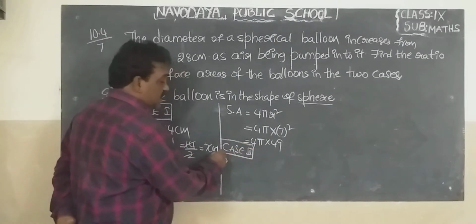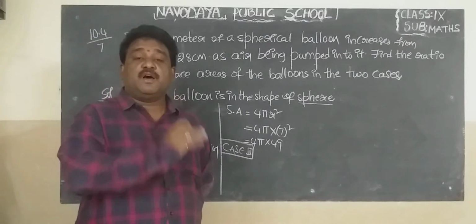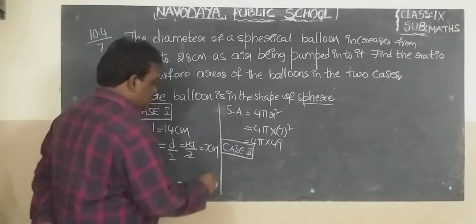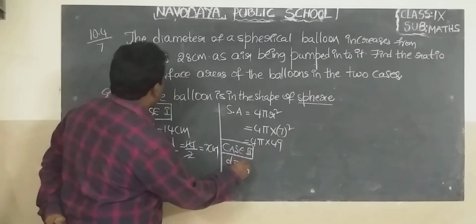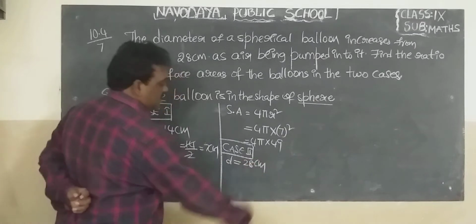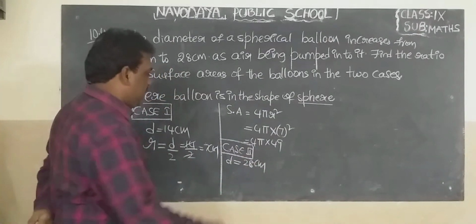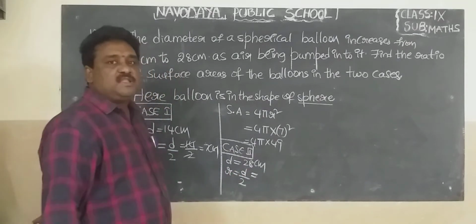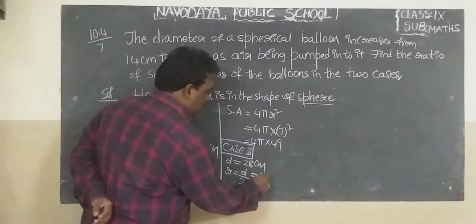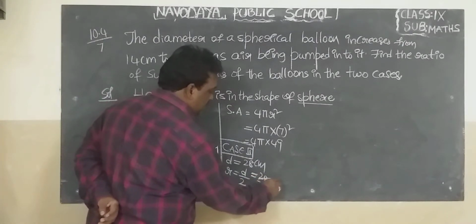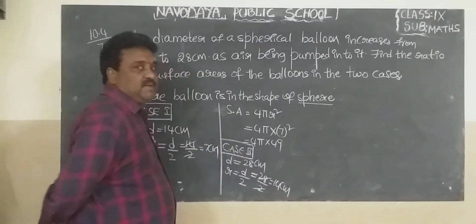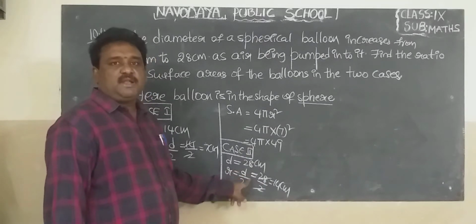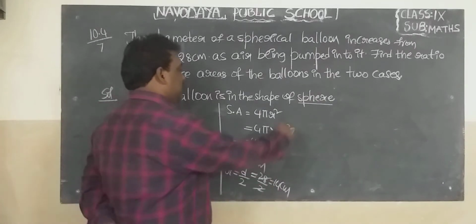What is case 2? Diameter increases from 14 to 28. Size of the balloon increases automatically. Diameter 28 centimeters. Radius equals diameter by 2, 28 by 2, cancellation, 1 time, 4 times... 14 centimeters. So diameter 28, radius 14 centimeters.